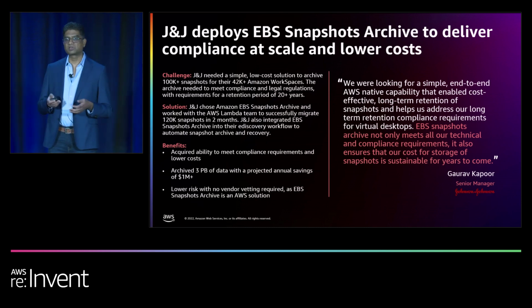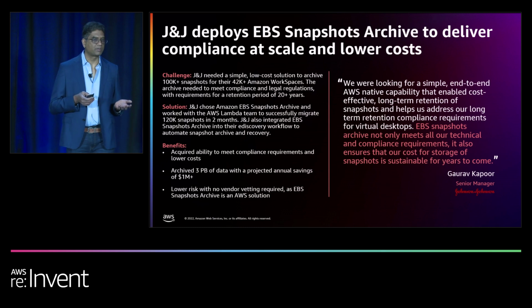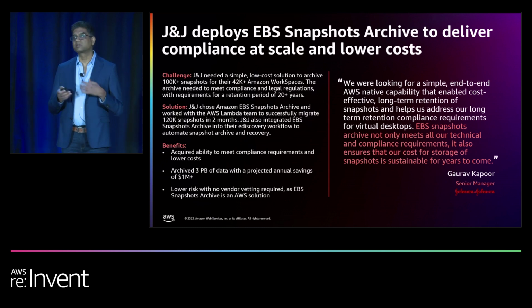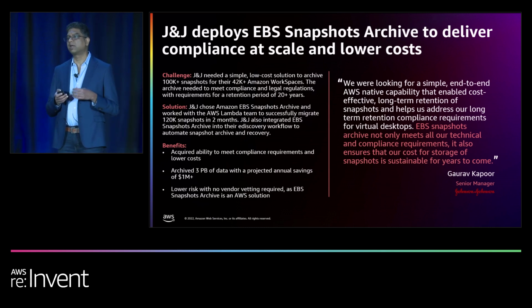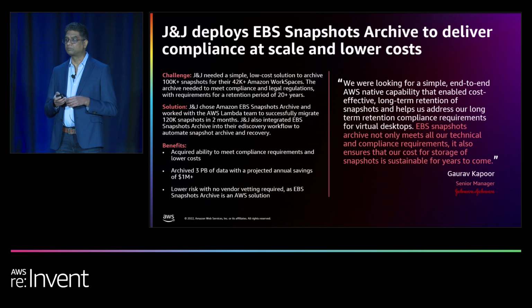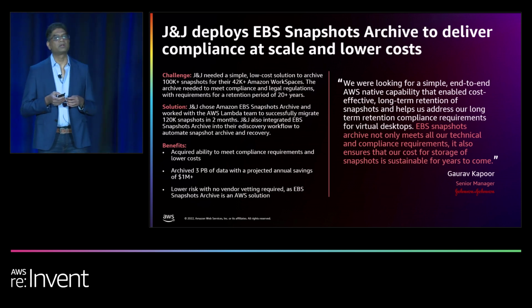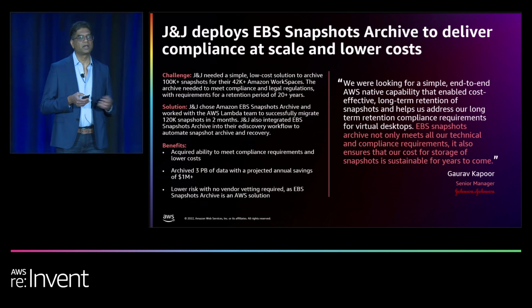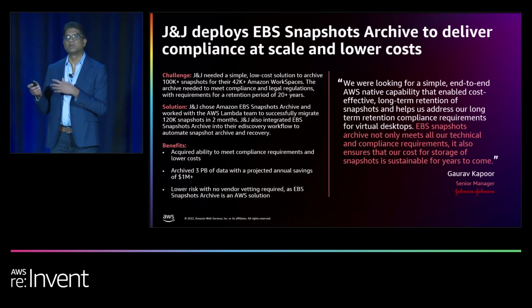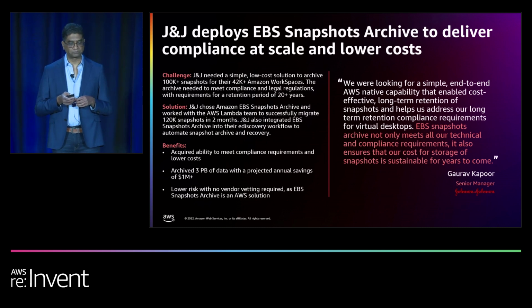Now, earlier this year, they partnered with us as well as the AWS Lambda team to write scripts, and they successfully migrated all of the snapshots that they wanted to migrate, all 100,000 plus snapshots, into the archive tier. Not only did they complete the migration, they also integrated both the snapshots in standard tier as well as in archive tier with their e-discovery workflows, which is something specific that they have inside of their company.